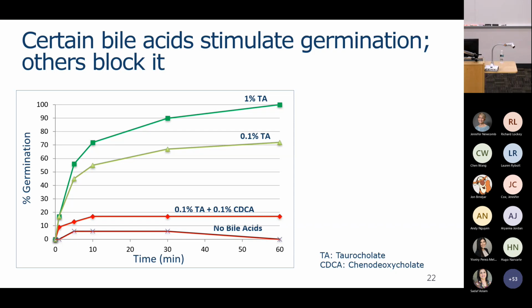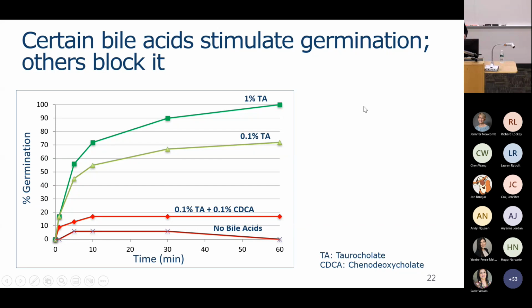So again, if you want to get into research at an older age, you could do that without a problem. Germination assays are very easy. What you do is you take a growth medium, you put spores in it, and when the spores germinate, the optical density of the suspension changes. And you can actually titrate that to know what percentage of the spores actually germinated.